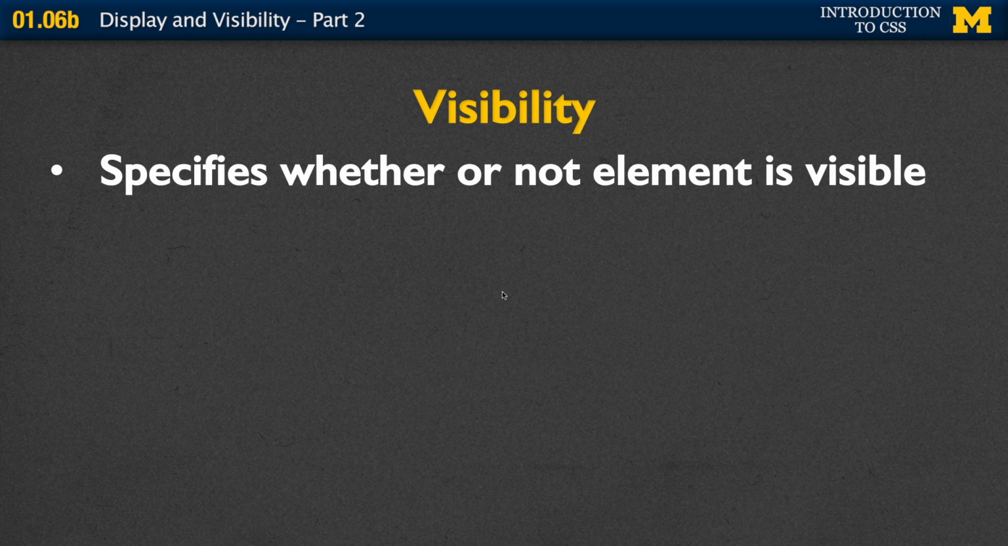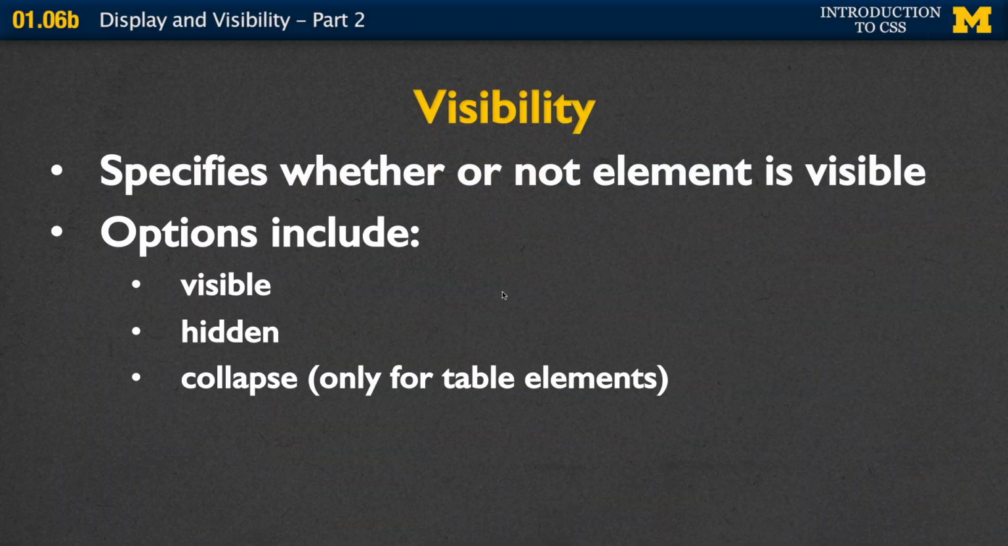The last thing I wanted to mention very quickly was this idea of visibility, and it specifies whether or not an element is going to be seen by the user. Now, we talked about this earlier when I talked about display none, but what goes on with visibility is you can actually see that space was left for it. There's just nothing there. So when you use visibility, the options are visible, hidden, or collapse if you're using tables.